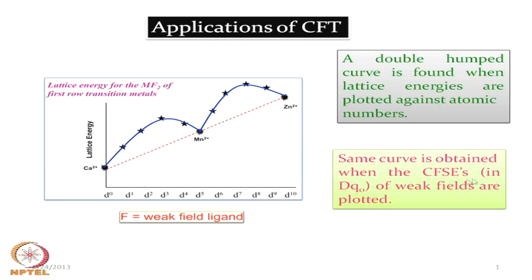We have the CFSEs calculated so far for both the high spin and the low spin configurations. The same values in terms of Dq octahedral, not Dq tetrahedral, because it is giving us only the octahedral geometry. In that octahedral geometry, if we plot these CFSEs, we will get the same double humped curve. So, it is only the contribution from the CFSE above this particular line that is directly connecting, where we do not have any contribution for ions like calcium 2 plus, manganese 2 plus or zinc 2 plus.